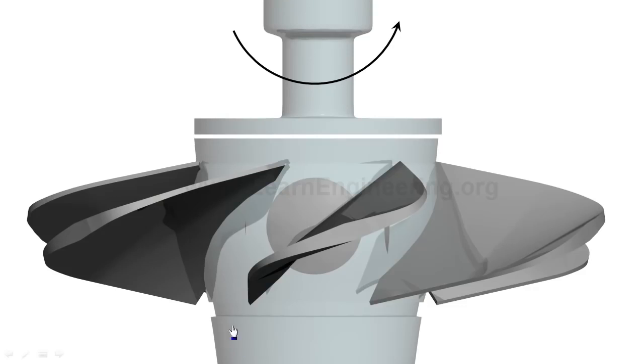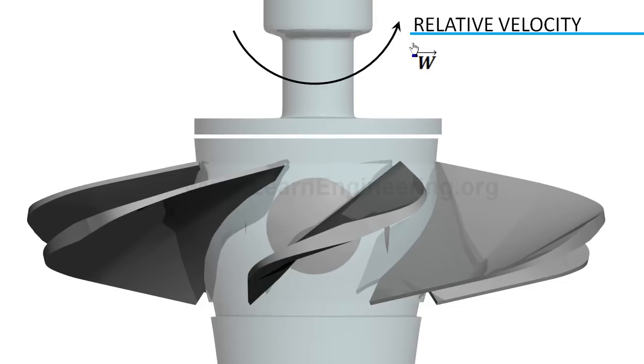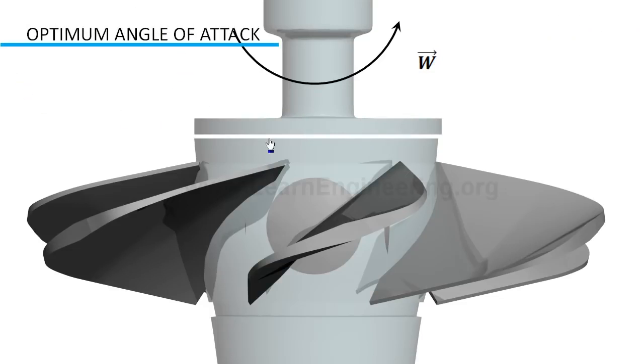Blades of Kaplan turbine are designed to operate under a wide range of operating conditions. A rotating blade experiences relative velocity of flow. The fundamental thing in blade design is relative velocity of fluid flow should be at optimum angle of attack at all cross sections.